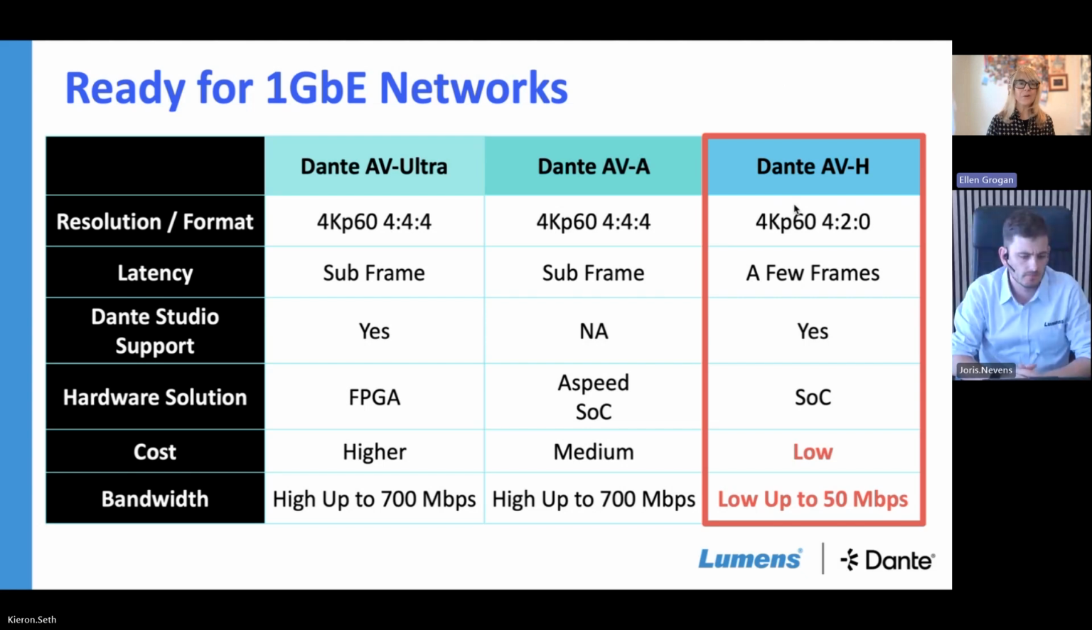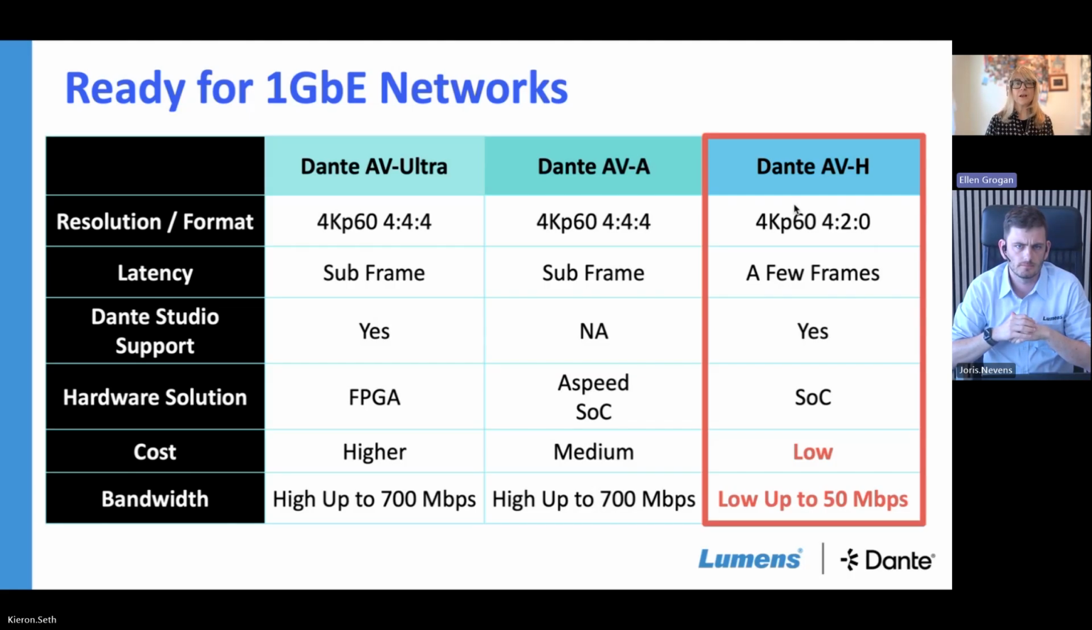When it comes to video, one size does not fit all, especially over IP. That's why Audinate offers different options: Dante AV Ultra, Dante AVA, and Dante AVH. You can see them all here, all our variants, and these fit a range of different use cases. Dante AV Ultra is for the high performance applications. This is where image quality and latency are critical.